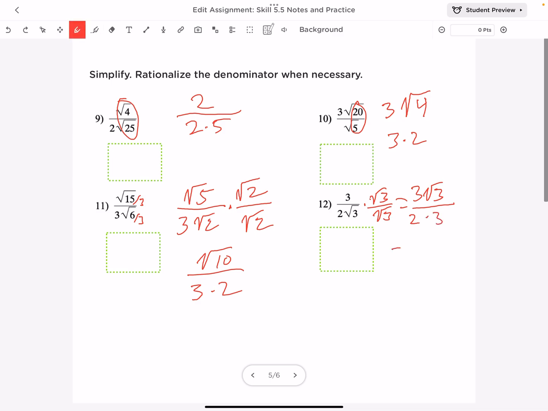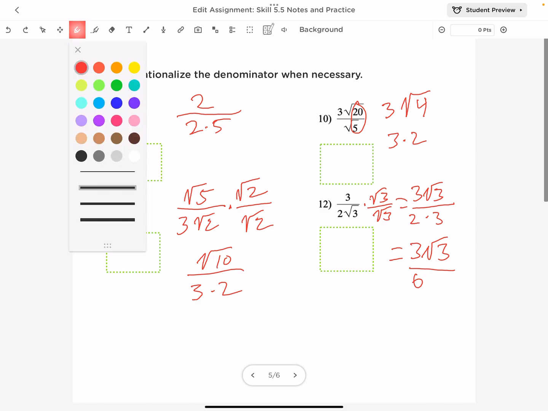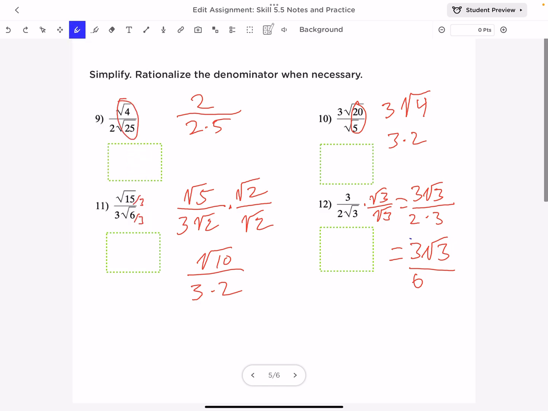Now here you've got to be careful, because 3 root 3 over 6. At the end, I still need to check and make sure I can't simplify outside. And 3 over 6 does simplify. And 3 over 6, of course, you can then simplify down and then find the answer there.